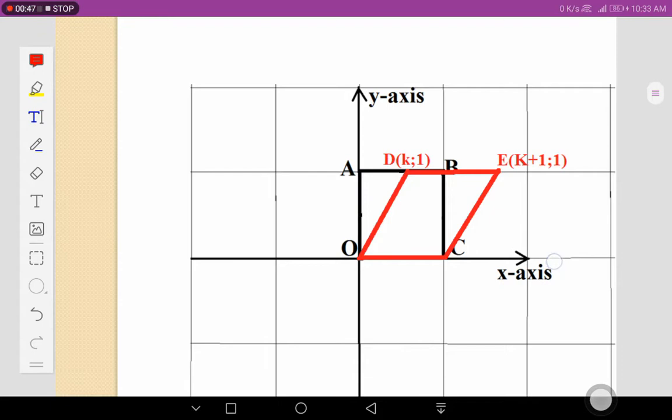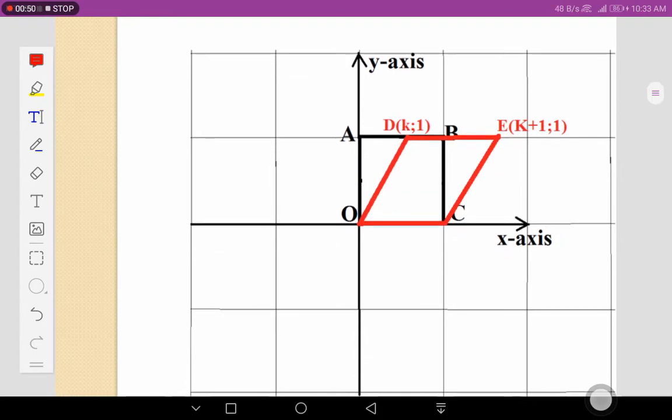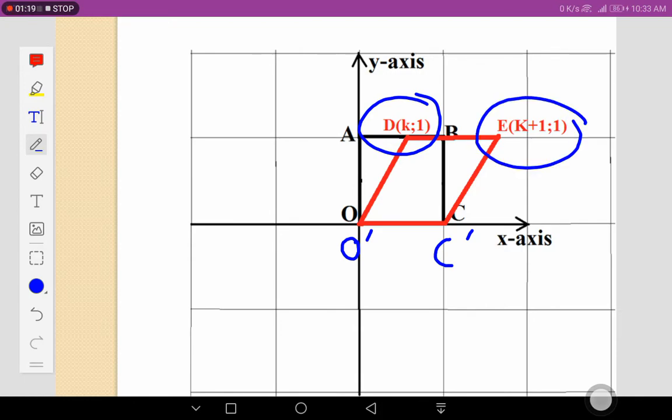Let me have a proper diagram here where I've got the shear, and we are saying points on the x-axis, which is the invariant line, remain the same. So these points, O image and C image, remain the same, while the points above the x-axis move by an amount that is proportional to their distance from the x-axis. So if D is the point (k, 1), and E is the point (k+1, 1), we can find our matrix of shear.